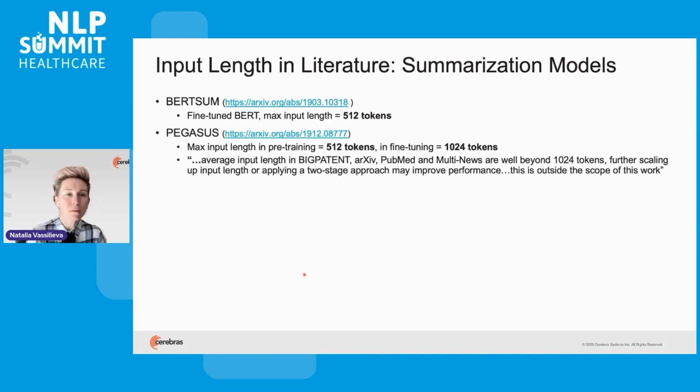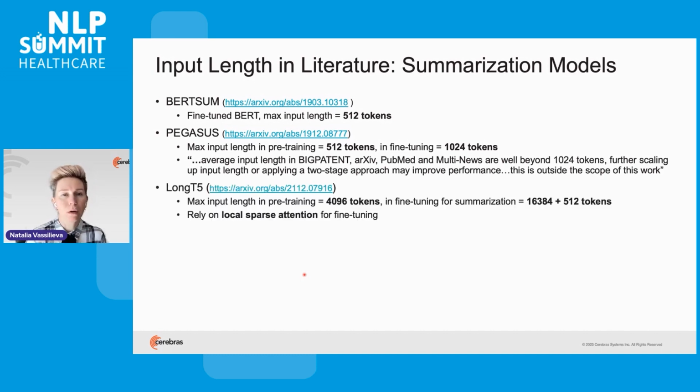Pegasus uses a pre-trained model with the same context, also 512 tokens, and in fine-tuning they use a slightly longer context window of 1,000 tokens. But still, it's short for many summarization tasks out there. And in the paper, they actually point out that expanding to a longer context will be beneficial, but it is out of the scope of this work.